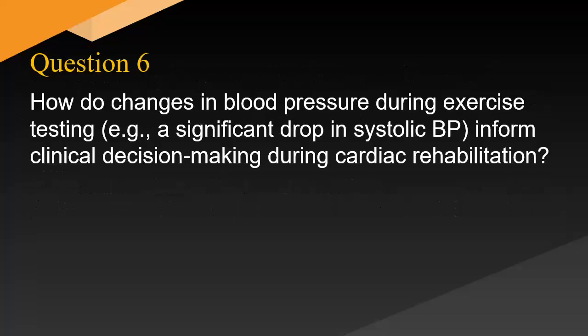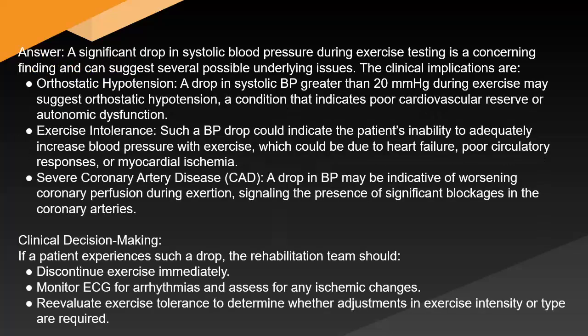How do changes in blood pressure during exercise testing, e.g., a significant drop in systolic BP, inform clinical decision-making during cardiac rehabilitation? Answer: a significant drop in systolic blood pressure during exercise testing is a concerning finding and can suggest several possible underlying issues. The clinical implications are orthostatic hypotension. A drop in systolic BP greater than 20 mmHg during exercise may suggest orthostatic hypotension, a condition that indicates poor cardiovascular reserve or autonomic dysfunction.